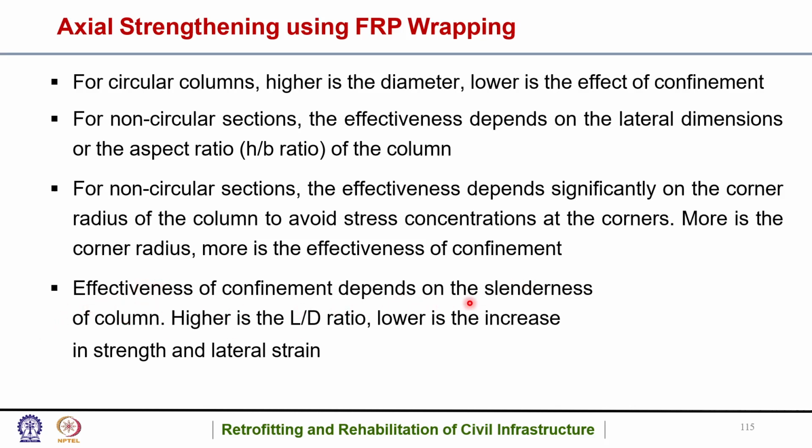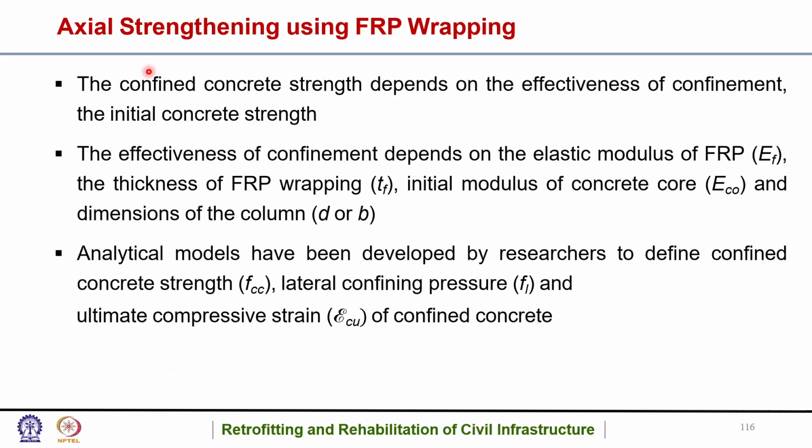Effectiveness of confinement depends on the slenderness of the column. The higher the L by D ratio, the lower the increase in strength and lateral strain. The confined concrete strength depends on the effectiveness of confinement and the initial concrete strength. The effectiveness of confinement depends on the elastic modulus of FRP, EF, the thickness of FRP wrapping, TF, the initial modulus of the concrete core, ECO, and the dimensions of the column, D or B.